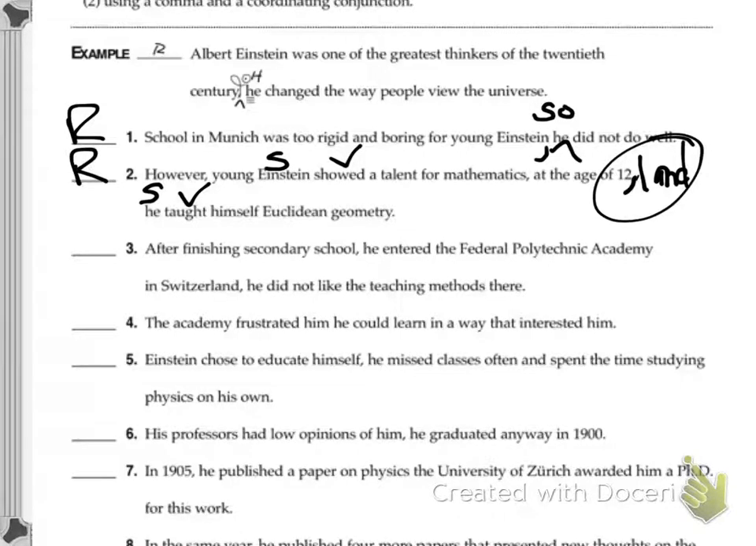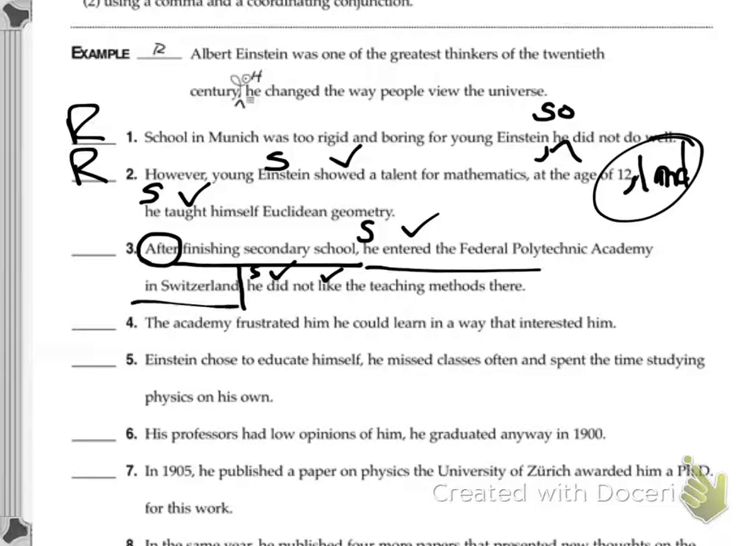Okay, number 3. After finishing secondary school, he entered the Federal Polytechnic Academy in Switzerland. He did not like the teaching methods there. Okay, once again, this time we have 3 clauses, really, because we have a subordinating conjunction here, then we have our subject, our verb, and then another subject and verb. And this part could definitely be a sentence on its own, and so could this.